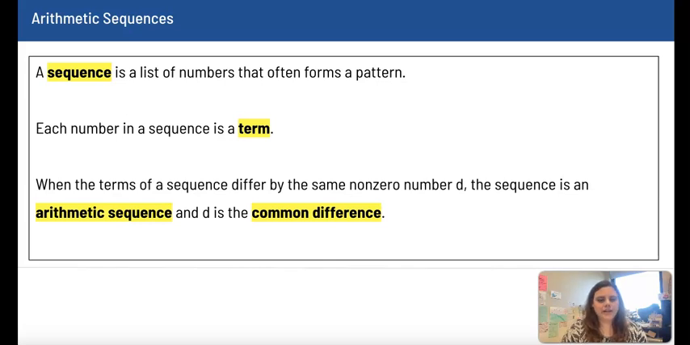We have a couple of vocabulary terms we want to define. A sequence is a list of numbers that often forms a pattern. A term: each number in a sequence is a term. An arithmetic sequence: when the terms of a sequence differ by the same non-zero number we call d, this sequence is an arithmetic sequence. And common difference: the common difference is the non-zero number that the sequence differs by. This is the d that we refer to.